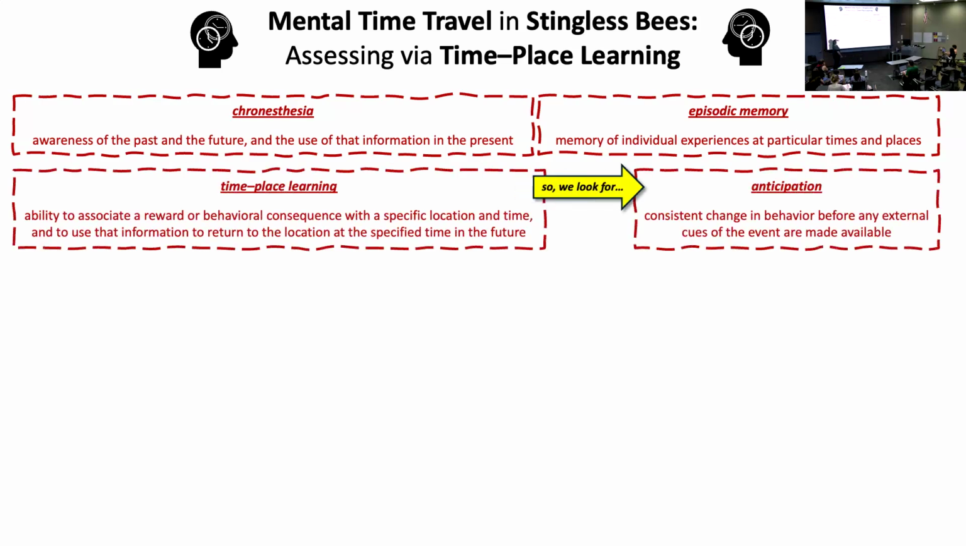And so we then say time-place learning. This is an example of mental time travel: the ability to associate a reward or behavioral consequence with a specific location and time and use that information to come back in the future. And so we would look for anticipation in our experiments. And what do I mean by anticipation? That's a change in behavior consistently before any cues of that event will happen.